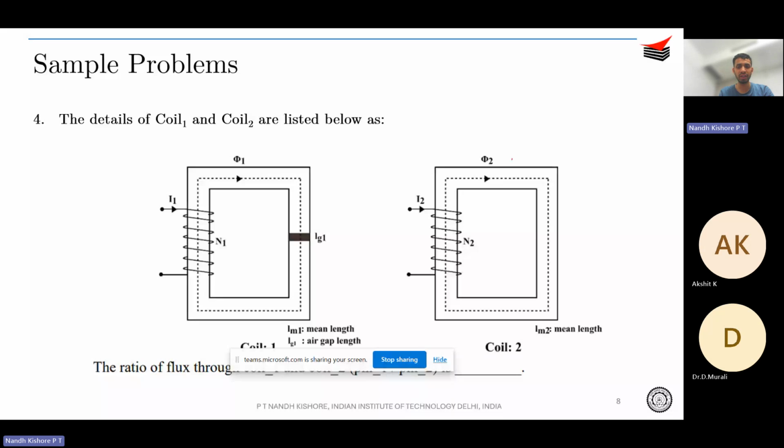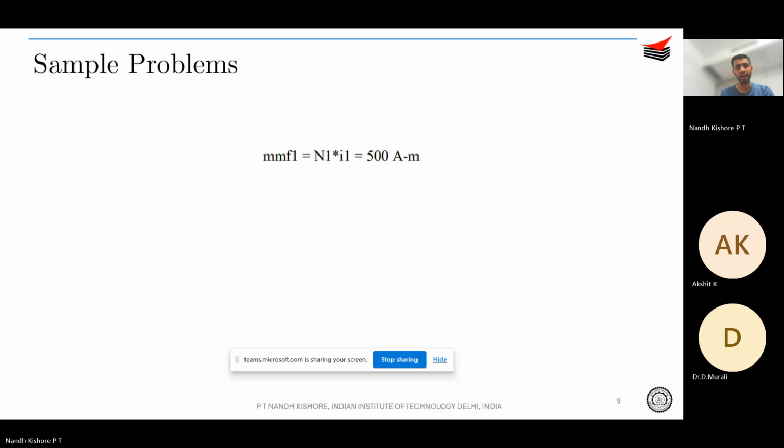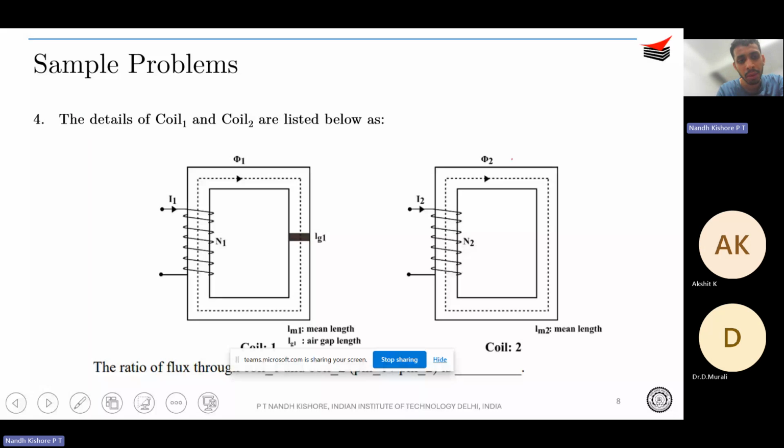N1 is given as 100 and I1 is 5, therefore 100 into 5 becomes 500 ampere-turns. That is your MMF1. Then you need to know your reluctance. From the given magnetic core, you understand that there are basically two magnetic materials in cascade. Therefore your total reluctance would be the reluctance of the first magnetic material, which is your actual core, plus, since you have an air gap, Rg. So your core reluctance and the air gap reluctance.